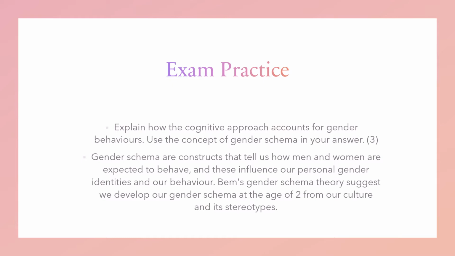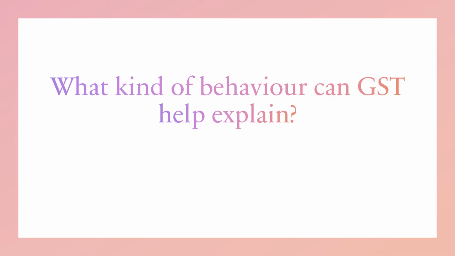Gender schema are constructs that tell us how men and women are expected to behave, and these influence our personal gender identities and our behaviour. Bem's gender schema theory suggests we develop our gender schema at the age of 2 from our culture and its stereotypes. So that would get you 3 marks. You don't have to write exactly that. You might have written something differently. If you're wondering, then just let me know and I'm happy to tell you what you got.